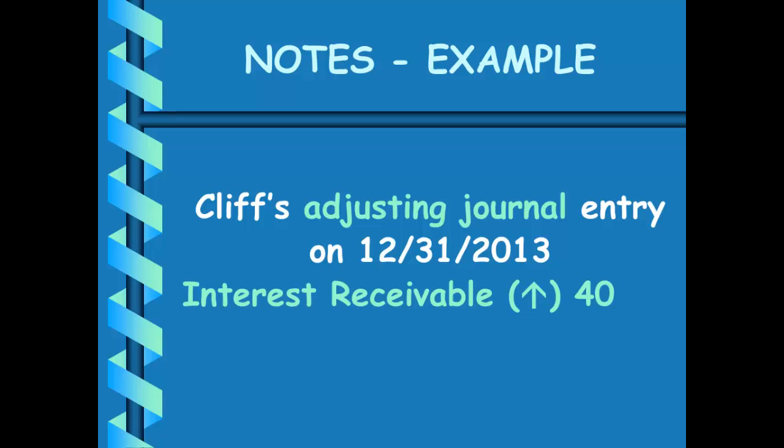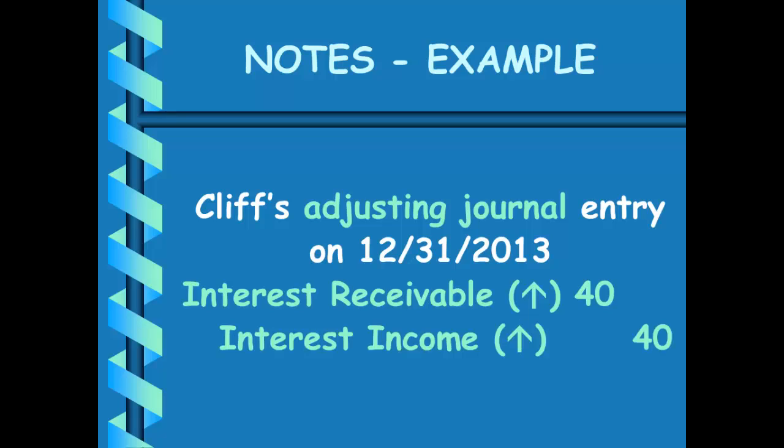More interest receivable, and asset goes up with a debit. What else do I have more of? Interest income, revenue, or earned. Any of those three is fine. They go up with a credit. More interest receivable, and asset goes up with a debit. More interest revenue goes up with a credit.